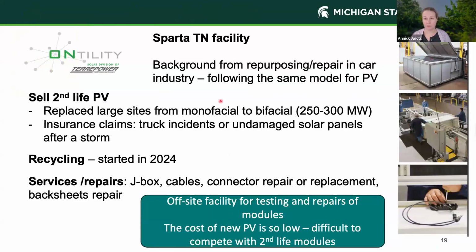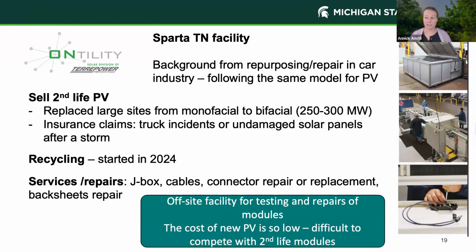Another one is Sparta, which is in Tennessee. So this one is a bit different because they also repair modules. A lot of the time you can have an issue with the junction box, so they would be able to go and fix the junction box. Even repair is something more and more common. Now you can even go on site without removing the solar module and repair the back sheet, and then it goes back and is okay for the rest of its life.